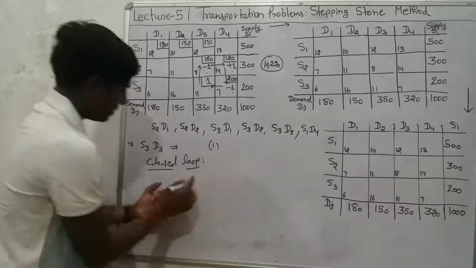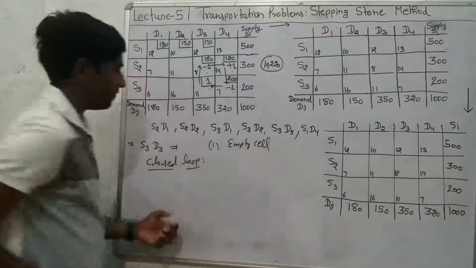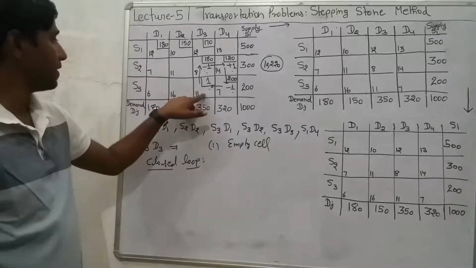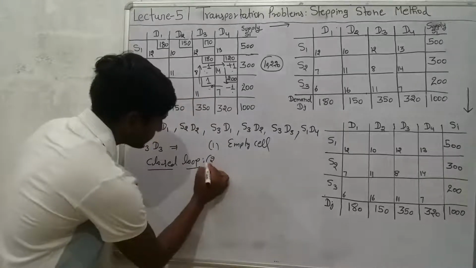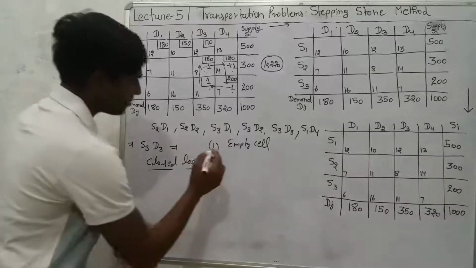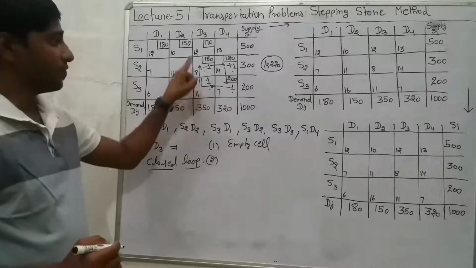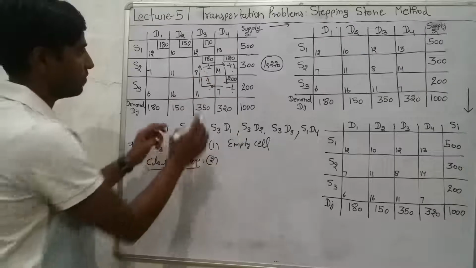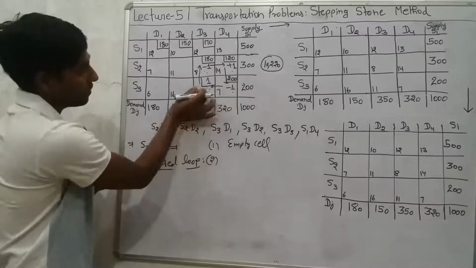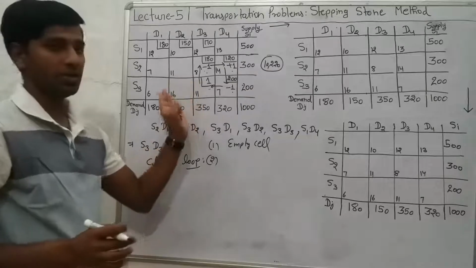First, the loop starts with an empty cell. Every closed loop starts with an empty cell. So we are starting from S3 D3. What is the second rule to create a closed loop? The second rule is that you can move either vertically or horizontally, but not diagonally. You can't move diagonally in this table.